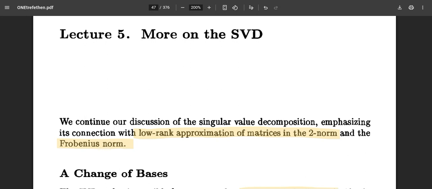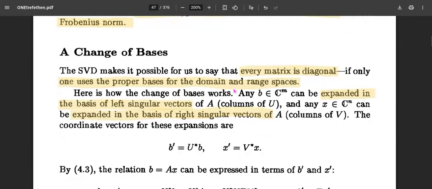One of the best utilizations is in connection with the best low rank approximation of matrices, in terms of the two norm and the Frobenius norm. Before that, we see that the SVD gives a concept that every matrix can be diagonalized. It means that if you use the proper basis for the domain and the range spaces, any matrix of m by n, whatever the size may be, can be reduced into a diagonal matrix.